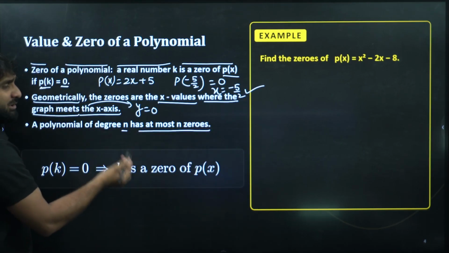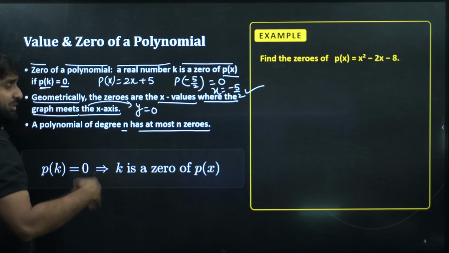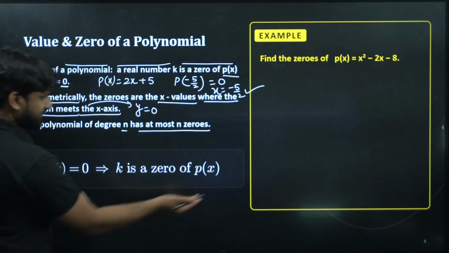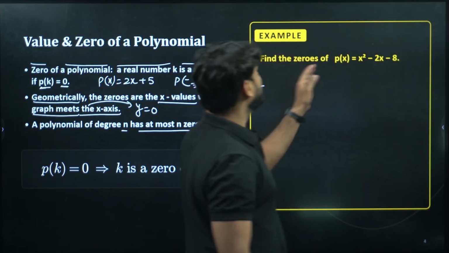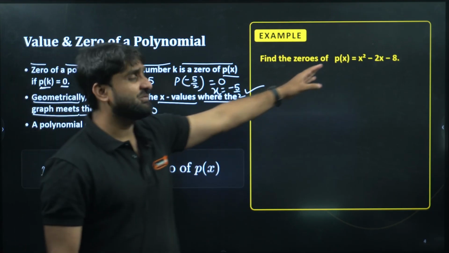We know in a linear polynomial only 1 zero will be there. Quadratic polynomial, 2 zeros will be there. Cubic polynomial, 3 zeros will be there. We have understood. Look, find the zeros of p(x) equal to x square minus 2x minus 8. So let's do this question.